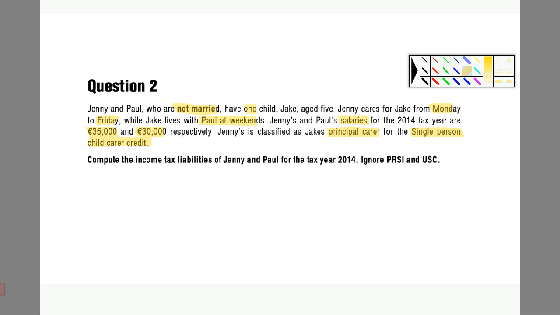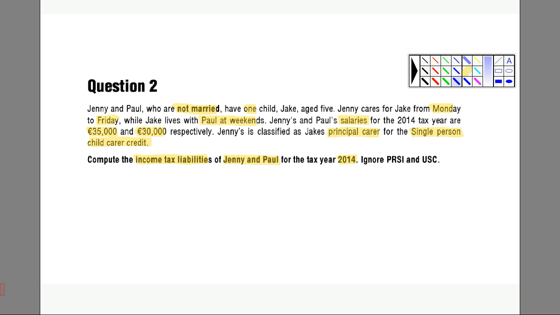Other than that, in terms of the basic requirement, what they've said is simply calculate the income tax liabilities for both individuals for 2014. So there's the basic setup. Now, if I read it again, what do I think about the information that they've provided to us?